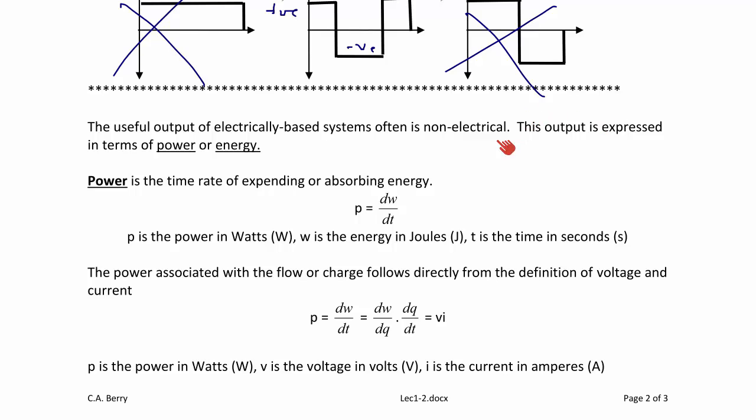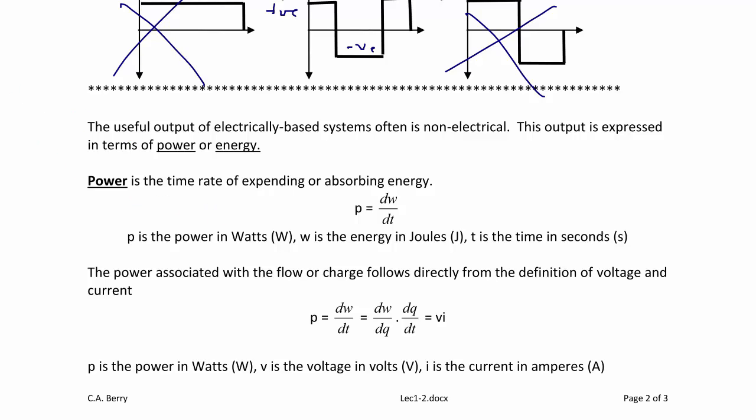The useful output of an electrically based system is often non-electrical. This output is expressed in terms of power or energy. Power is the time rate of expending or absorbing energy. Power is equal to dW/dt.